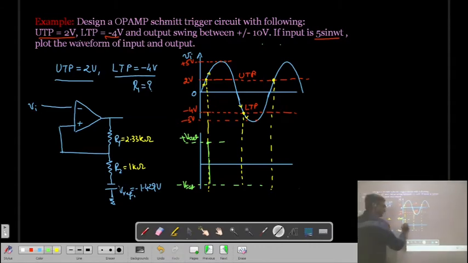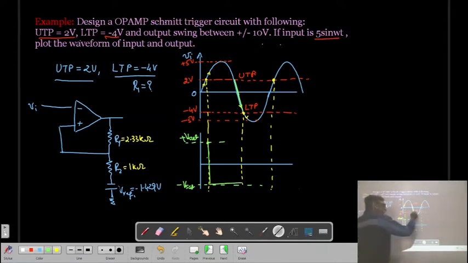Correct? It is decreasing. Now for all this value of UTP, the output will remain in a minus V saturation. Here you can see for all this value, my input voltage is between the UTP and LTP. So due to the hysteresis, that will remain in a previous stage. What is my previous stage? It is minus V saturation. So it will remain in a previous stage.